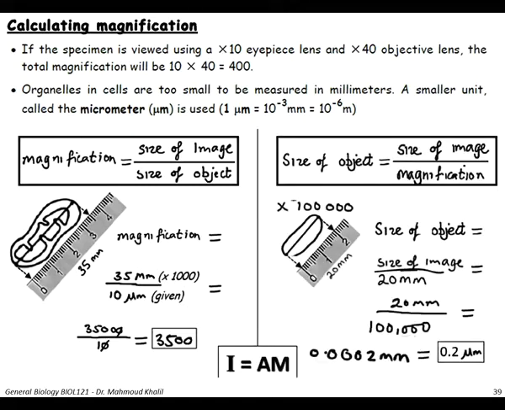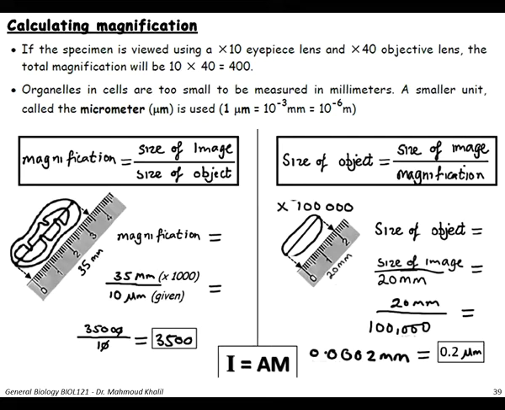In other cases, you can measure the size of the object if you know the other parameters of the equation. So how can we know the actual size of the object? But you need to be given the other unknowns. So here the magnification is times 100,000. So the size of the object will be the size of the image. You measure it with the ruler, it's around 20 millimeter.